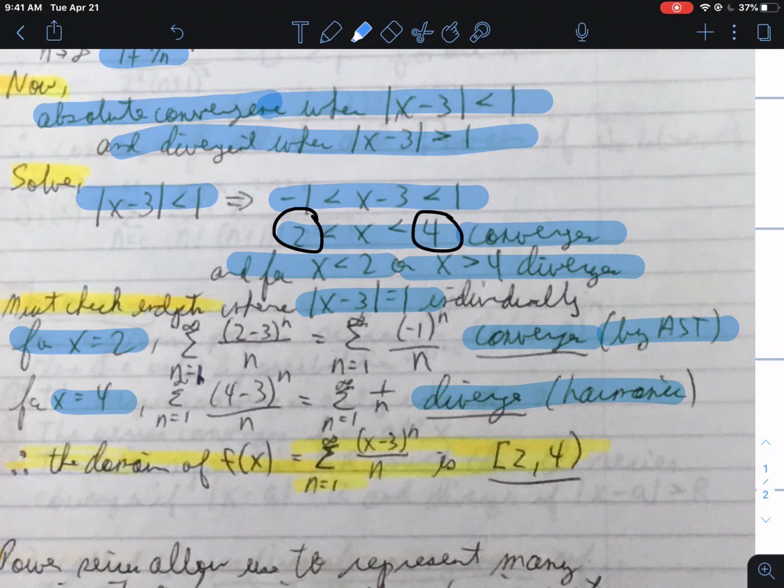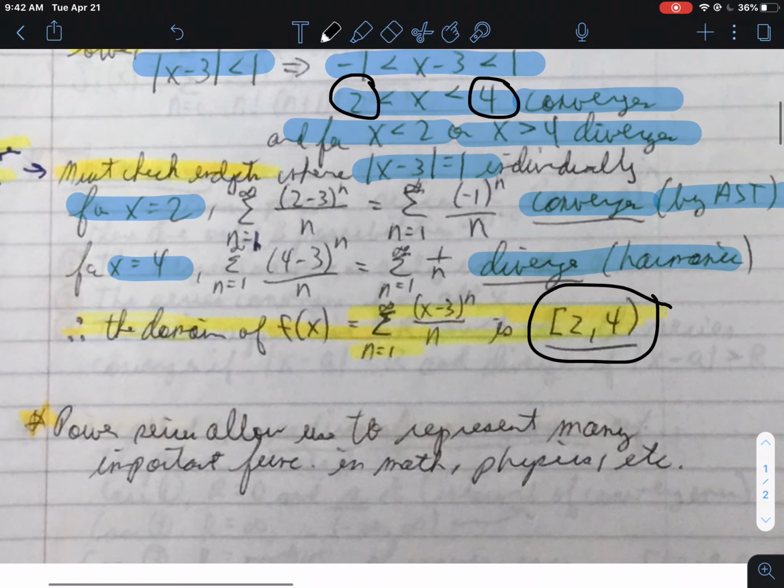So therefore, I could say that this series converges for all values of x between 2 and 4, and it converges also for x equals 2. So the domain of the function defined by that series would be the interval from 2 to 4, including 2, but not including 4, because that's where the series is convergent. That's the idea. That's a typical power series type question.